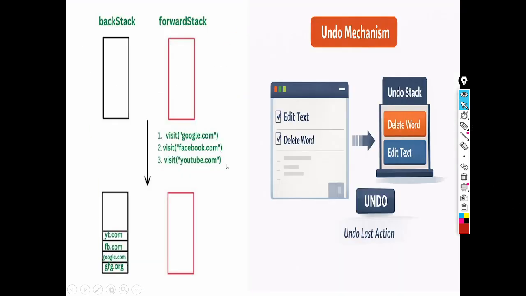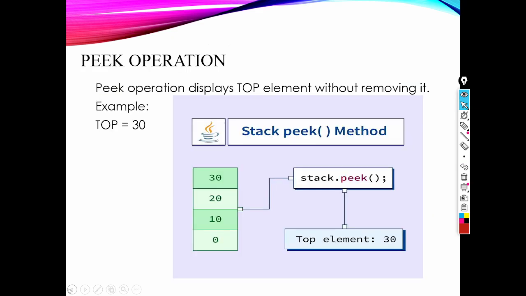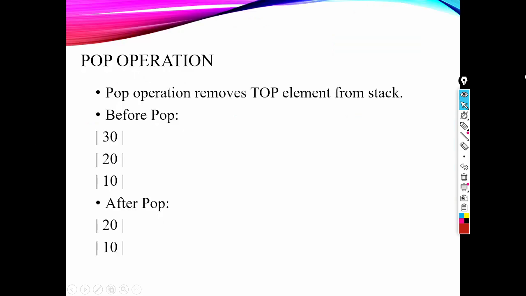That is the browser example, and one more example is there for the undo mechanism. We are using that in a text editor, so deleting a word uses the undo stack, where we are editing the current stack. That is one more example. And one more thing I forgot to tell: there are two conditions in a stack, that is overflow and underflow. So let me discuss these two concepts here.